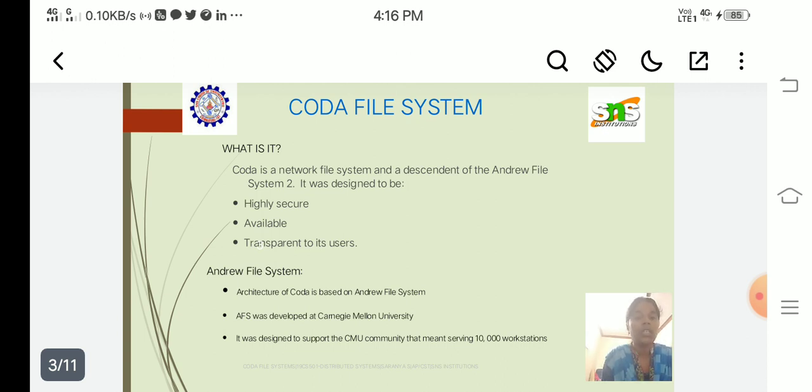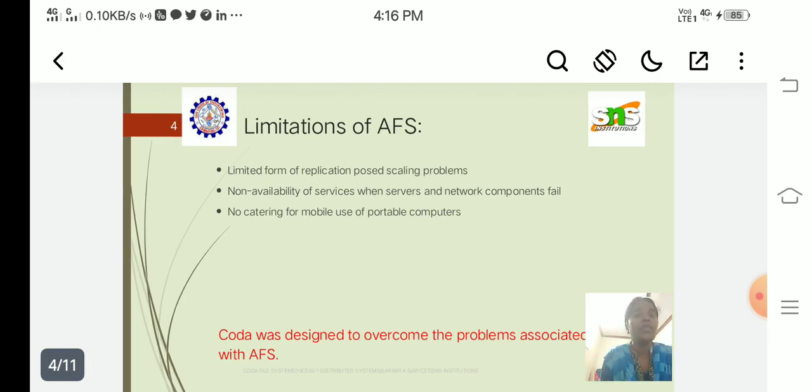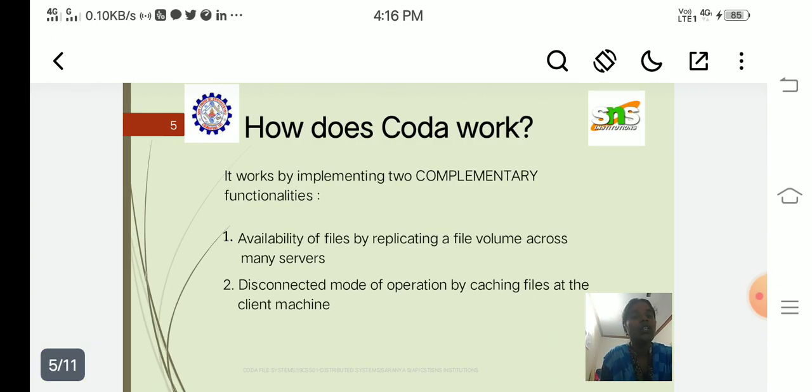The AFS was developed at Carnegie Mellon University. It was designed to support the CMU community, that means serving 10,000 workstations. The limitations of AFS are: replication posed scaling problems, non-availability of services when a server or network component fails, and no catering for mobile use of portable computers. How does CODA work?